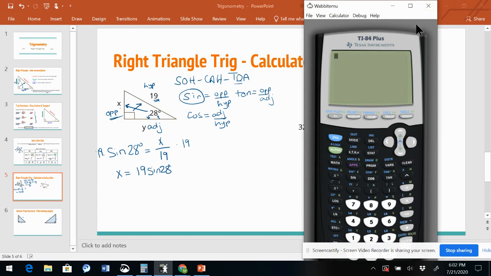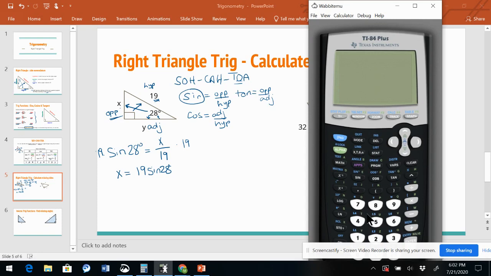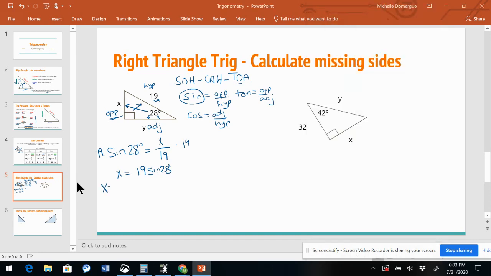So let's enter this and find out what the length is of our side. So we're going to take 19 and we're going to multiply that by sine. We go up here and we click on our sine function. Sine of our angle 28. So we're going to enter 28 and we press enter. So our x side is 8.92. So let me write that down. X equals 8.92.